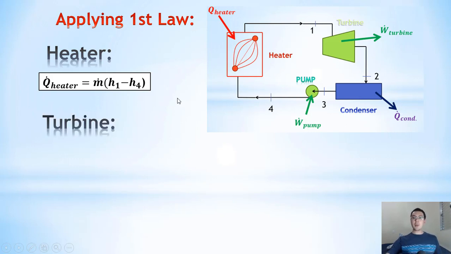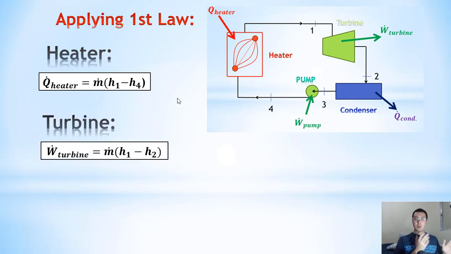At the turbine we'll apply the same law, the first law of thermodynamics. Here at the turbine, as I told you before, we won't have any heat input or heat outlet. The only energy interaction here will be the power produced at the turbine. So if you apply the first law here, the power produced at the turbine will be the mass flow rate, which is the same as in the heater, multiplied by the difference between the enthalpy at point 1 and the enthalpy at point 2.